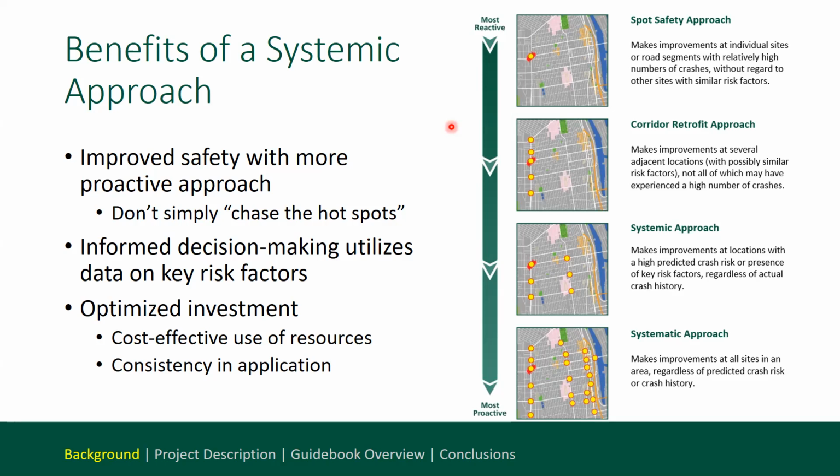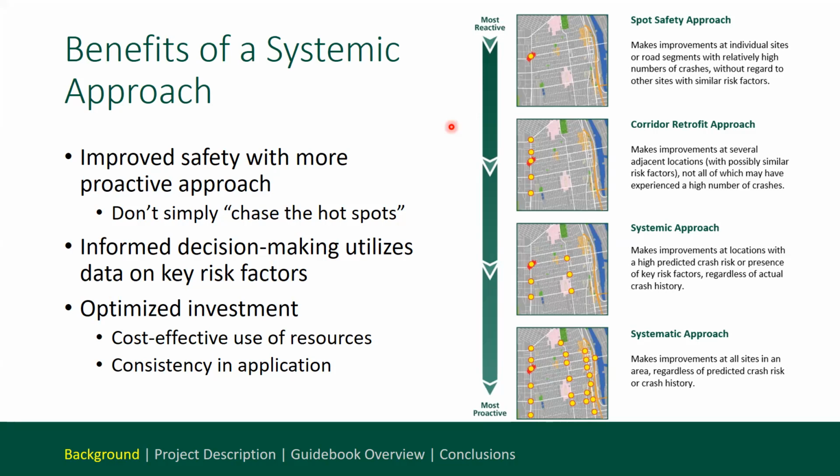And so that's another example of taking a systemic approach. Now, obviously, there is an even more proactive approach, which could be a systematic approach. A systematic approach would be you make improvements at all sites in an area, regardless of predicted crash risk or crash history. So you neither look at either thing, you just fix everything. Now, obviously, this would be more proactive.